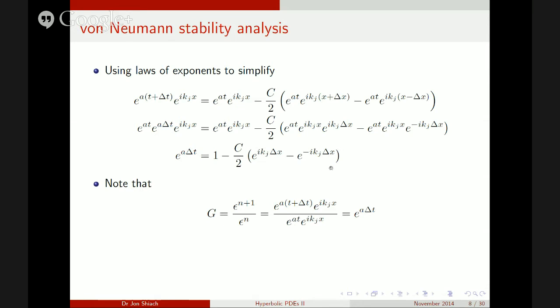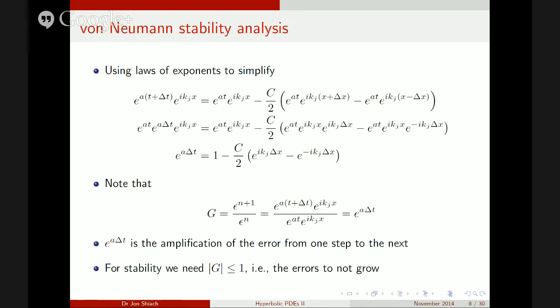We've got a couple of problems here, though. We've got complex numbers. I know you all hate them. We'll want to get rid of them, and we could use a nifty little trick. So e to the a delta t is the amplification factor from one step to the next. For stability, we need the absolute value of it, or the modulus of it, to be less than or equal to 1. In other words, the errors do not grow.